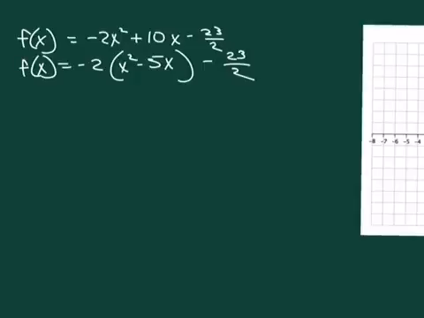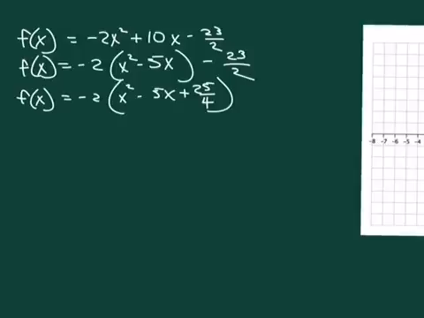And then we get our third term back. 1/2 of 5 is 5/2, squared is 25 over 4. And then we've got minus 23 over 2. But since we added 25 over 4 times negative 2, we have to do that same thing over here.